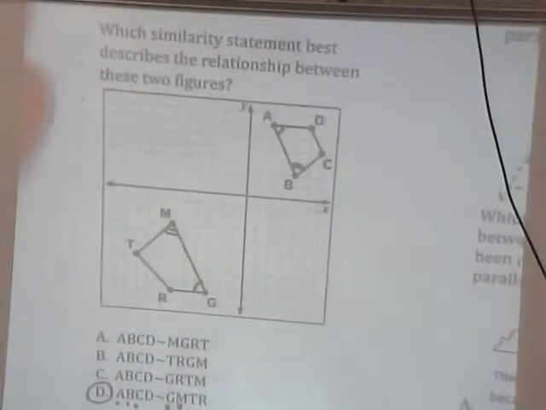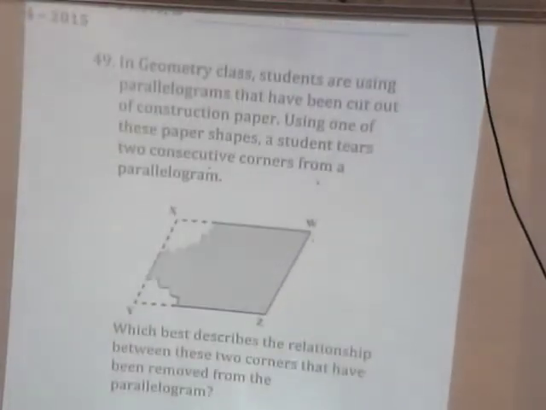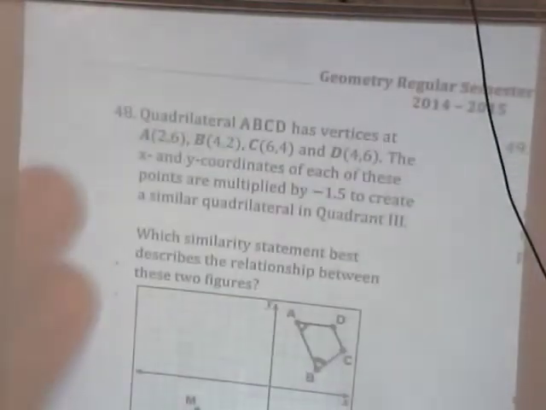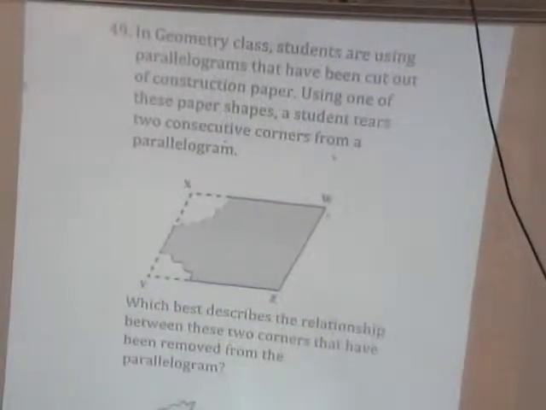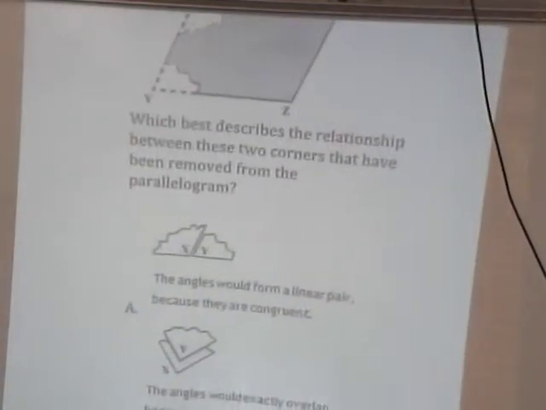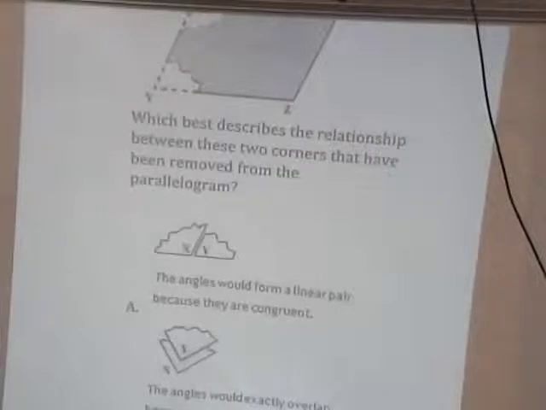49. In geometry class, students are using parallelograms that have been cut out of construction paper. Using one of these paper shapes, the student tears two consecutive corners from a parallelogram. Which best describes the relationship between the two corners that have been removed from the parallelogram?